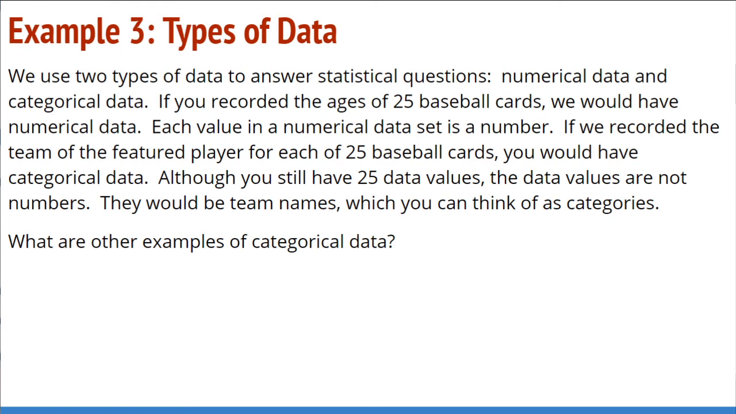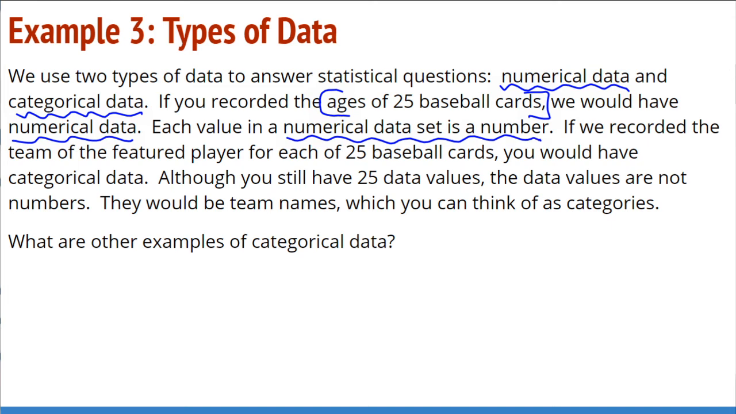All right, there are two basic types of data that we collect. When we're collecting information, we've got two basic types. We have numerical data, which is numbers, and we have categorical data, which is more of words, labels that we would give. So if we record the age of 25 baseball cards, we're going to collect numbers. That's numerical data. Ages are recorded in numbers. Each value in a numerical data set is a number.